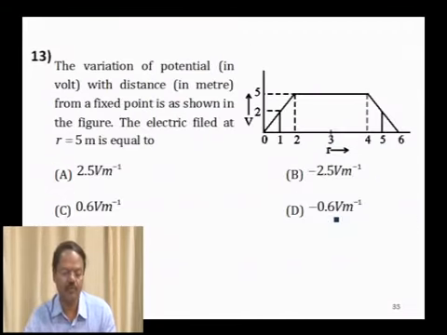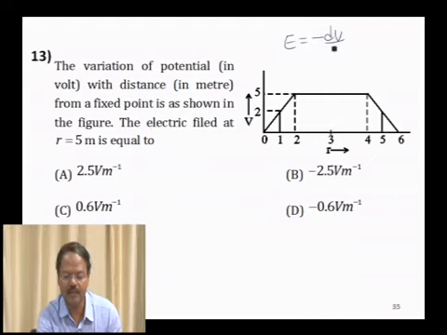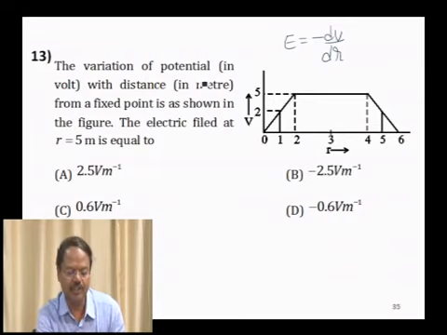Going further, question number 13. This is based on the concept electric field is minus dV by dr, the same equation which we have already used. Variation of potential in volt, distance in meter from a fixed point is as shown in the figure. So there is something here which obviously cannot be a point charge, some source. If you go away, potential first increases up to 2 meter, from 2 to 4 it is constant, from 4 to 6 it comes back to 0. So for some kind of source, potential varies like this.